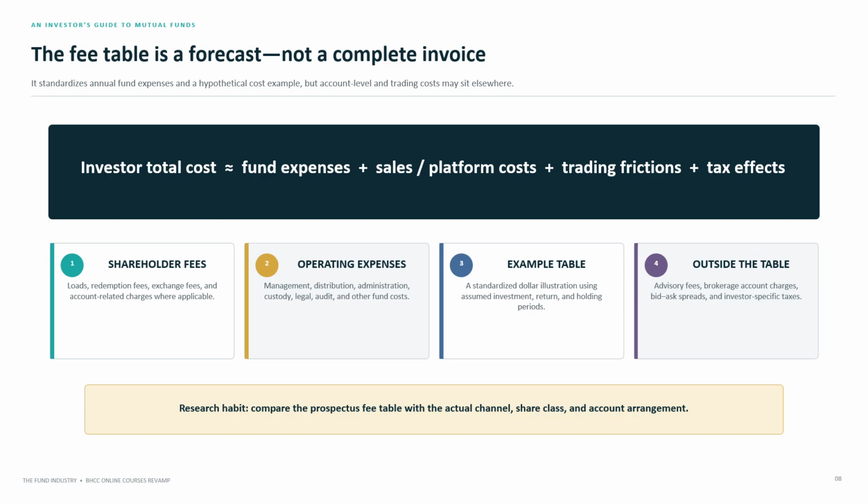The share class matters, and so does the channel through which the fund is purchased. A no-load fund inside a fee-based account is not free. A zero commission trade is not a zero economics relationship. Somewhere, someone still has a revenue line. The right habit is to compare the fee table with the actual account arrangement and expected holding period. Costs should be traced from the portfolio all the way to the household because small recurring percentages compound with remarkable discipline.